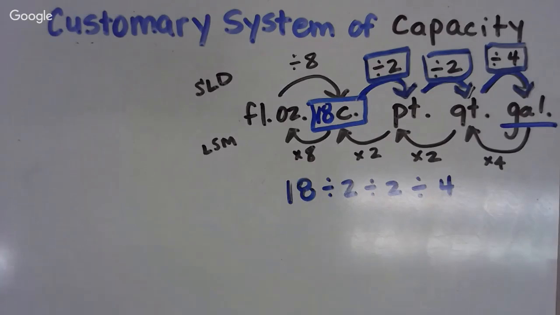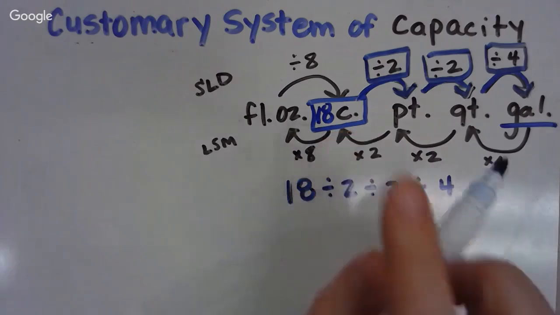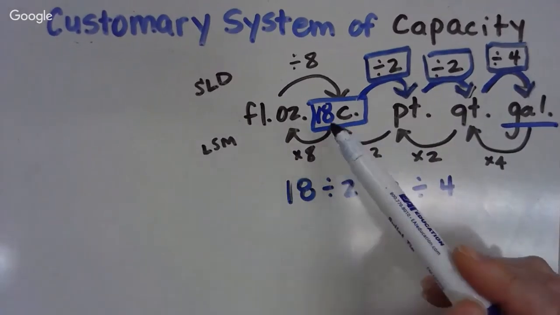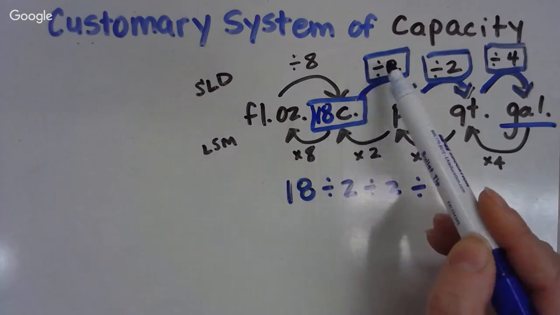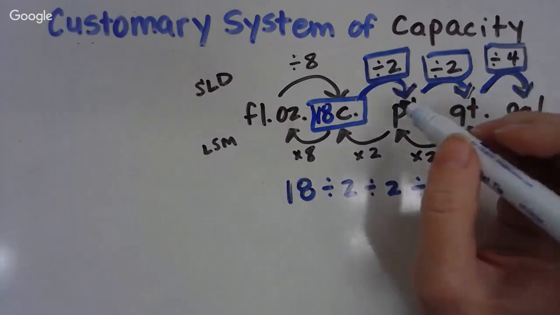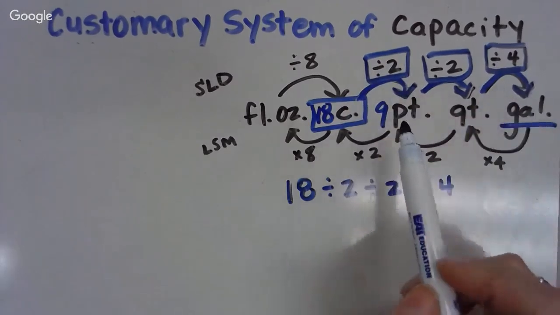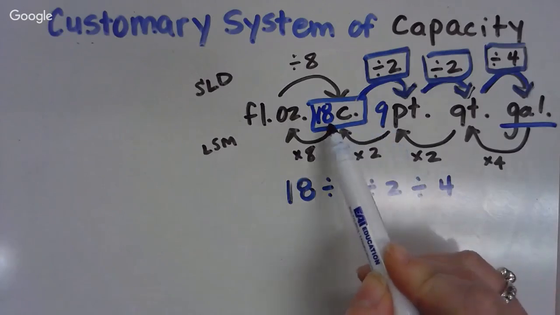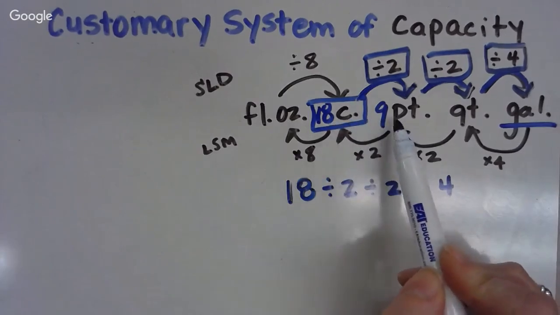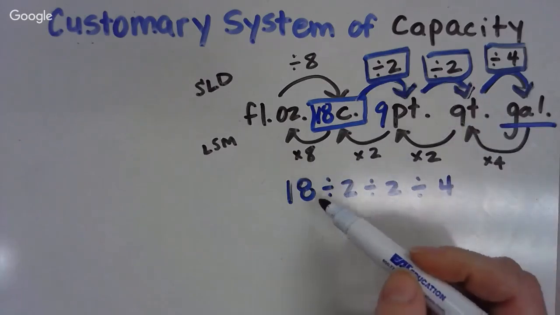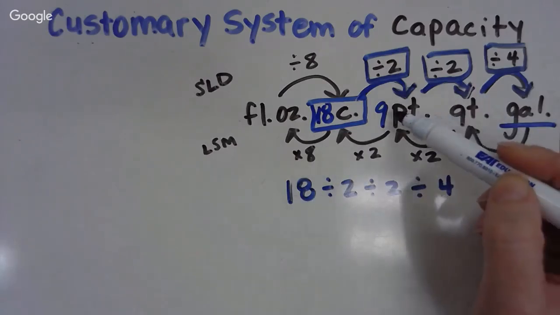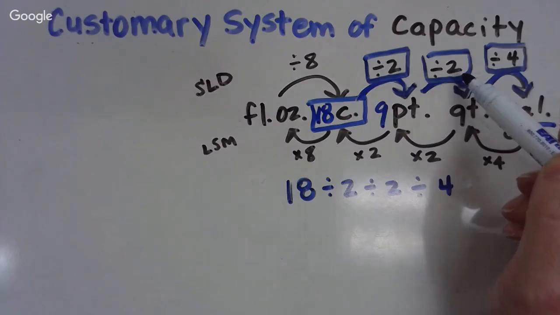So let's jump in and go ahead and begin with our problem solving. The first thing that we do, this one is just a basic fact. It can be done in our head. 18 divided by 2 gives me 9. I know that there are 9 pints in 18 cups. The next step is to take, so here we have done this part. The next step is to take our 9 and divide it by 2.